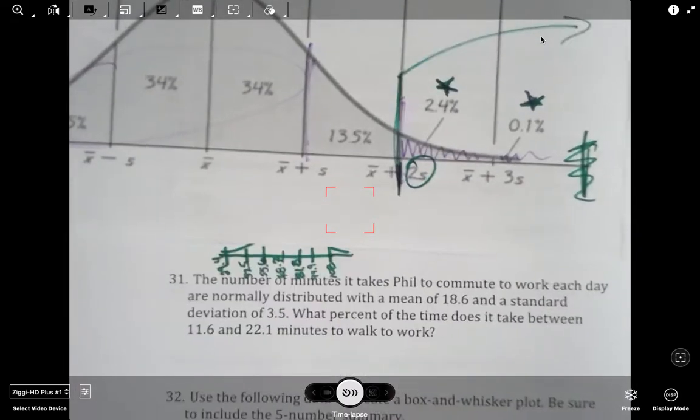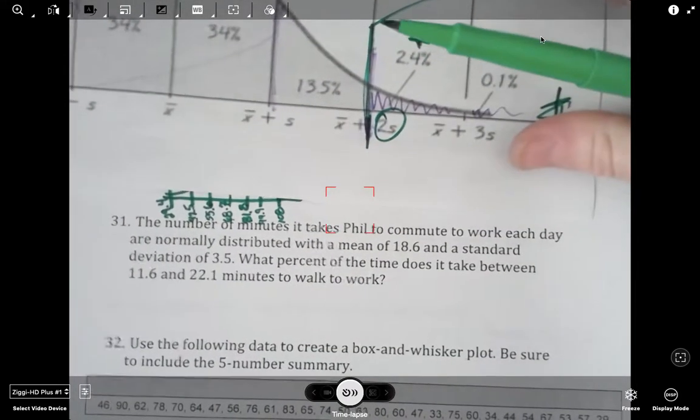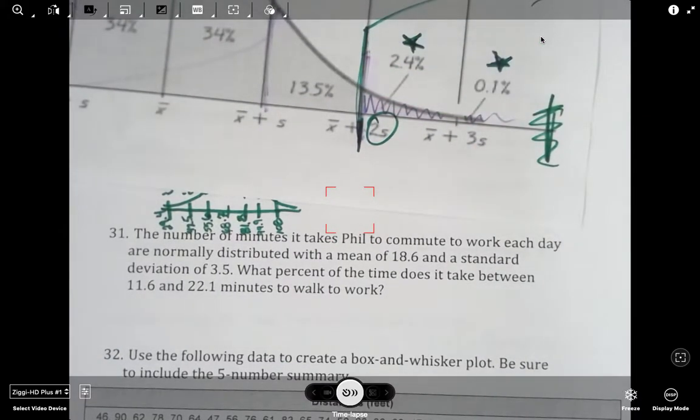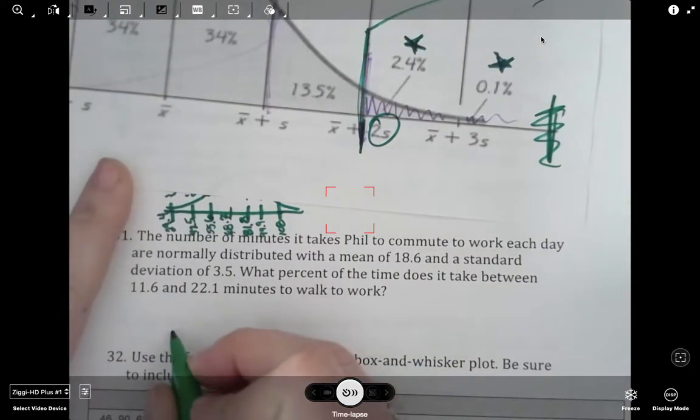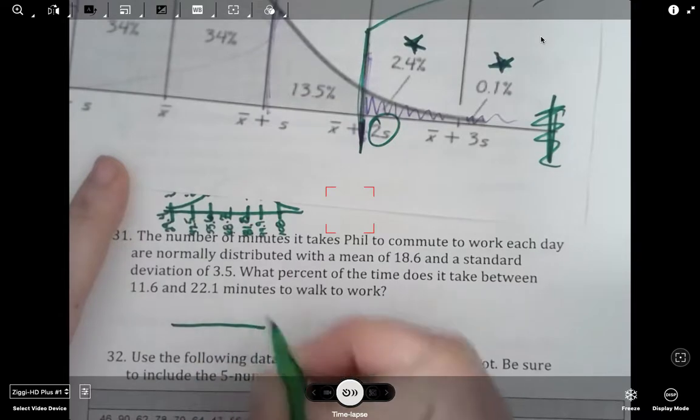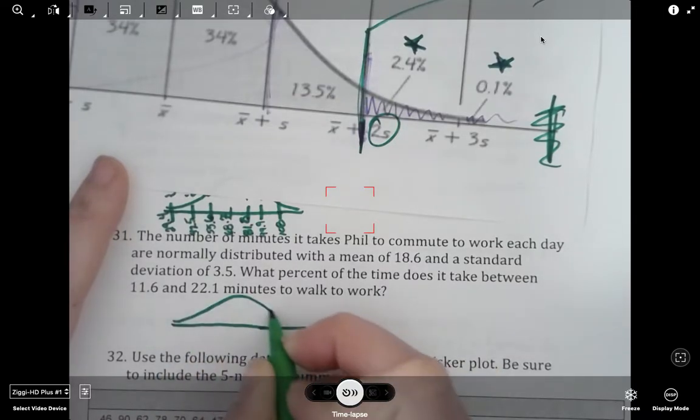All right, another question like that is 31. The number of minutes it takes Phil to commute to work. What does commute mean? Travel, walk, ride in a car, go on a bus, however he's commuting. Okay, here's my bell curve again, and the average is, what did it say?